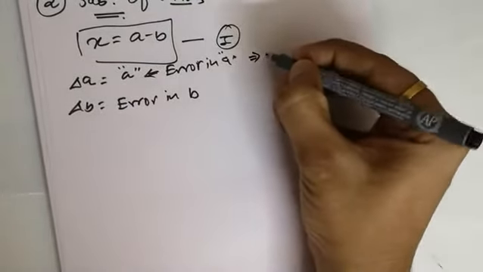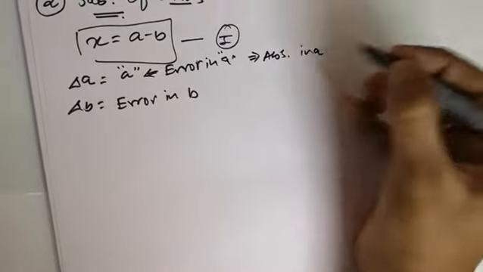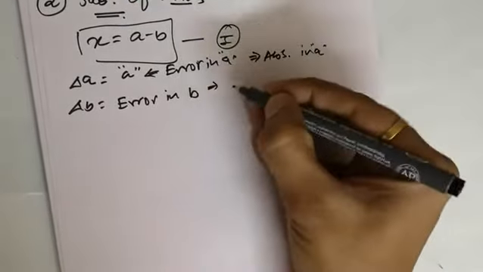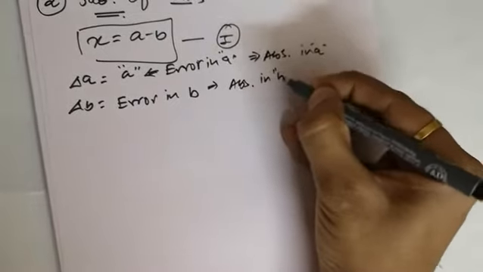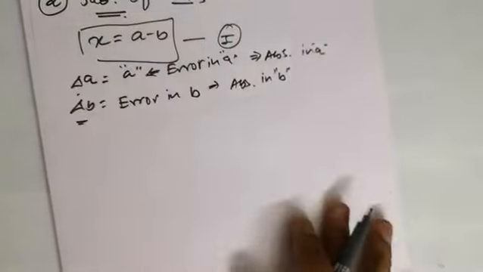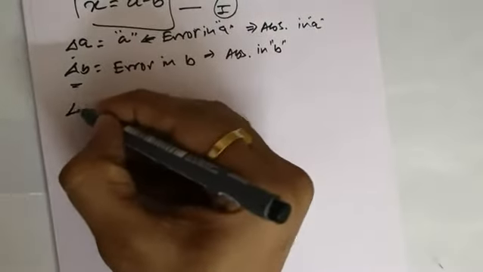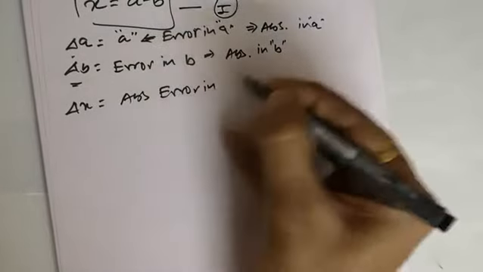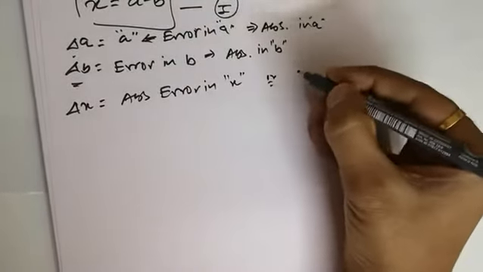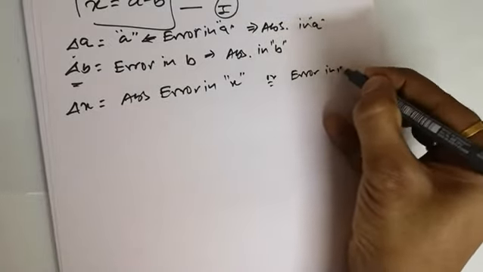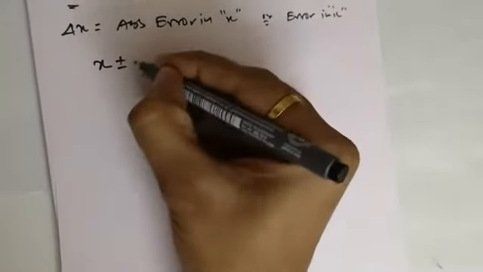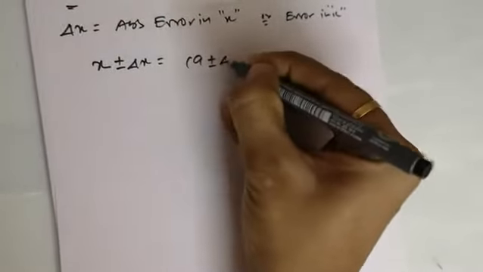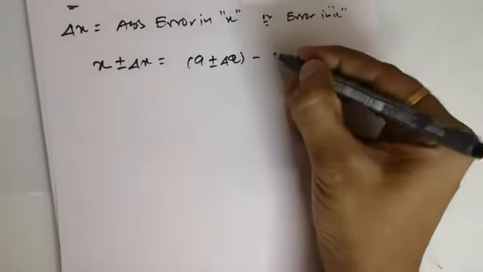You can also mention that absolute error in small a, and this one contains the absolute error in small b. So these are the delta a and delta b where you can mention your errors. You are also aware that delta x is called your absolute error in terms of x, or you can say the error in x. So this is how we are representing our errors. So as per our rules, I'm mentioning that x plus or minus delta x equals a plus or minus delta a minus b plus or minus delta b.